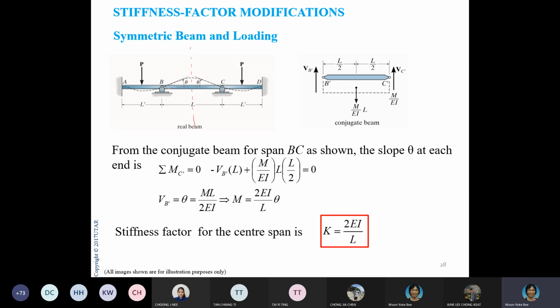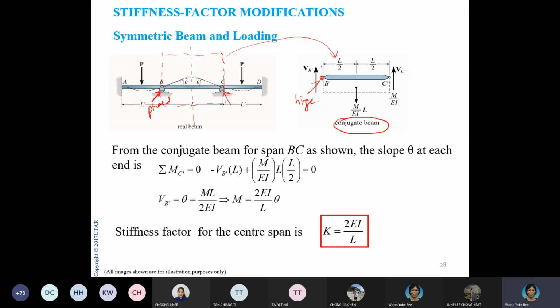I can actually modify my K factor. How do I do that? I will take this free body diagram and change it from the real beam to the conjugate beam. So remember, here these are internal hinges or internal pins. Then when you convert, it becomes internal. This becomes a hinge, these are pins, then this one becomes a hinge.